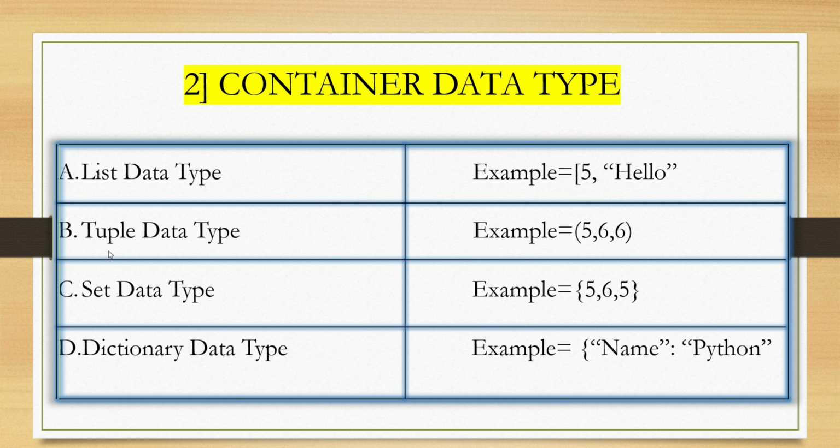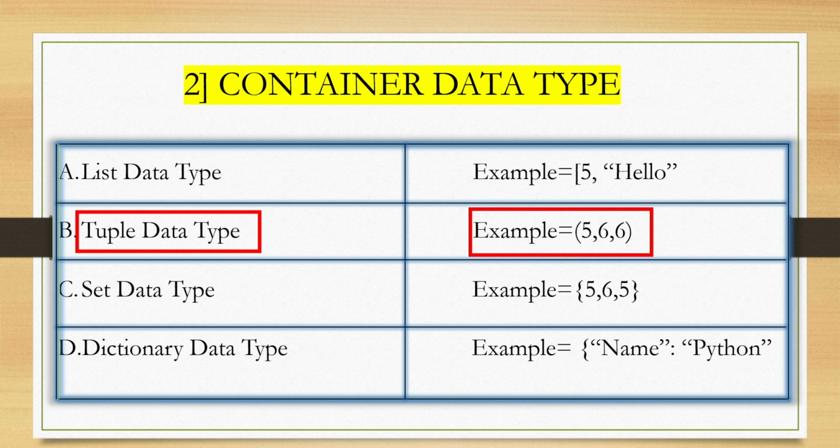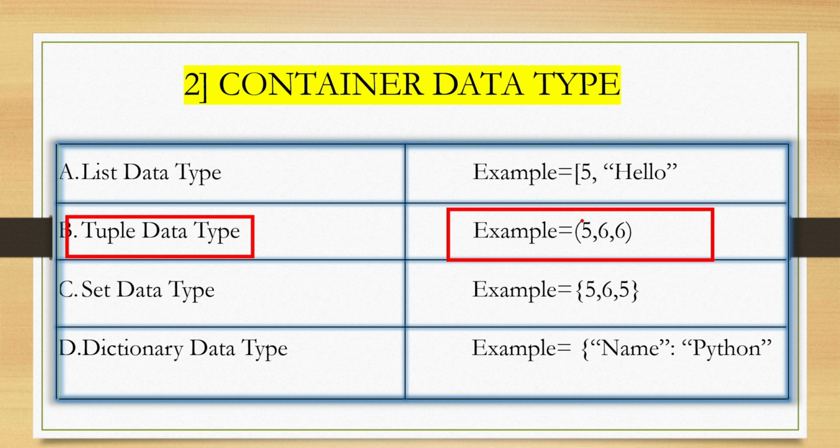The other type of data is tuple data. Tuple data type is contained in a curly bracket. The data which is contained in a curly bracket, you can know this curly bracket. Not square, it is a curly bracket. Tuple data types are contained in curly brackets.